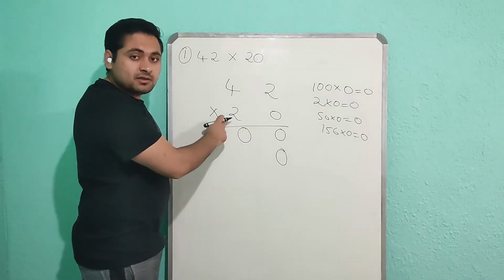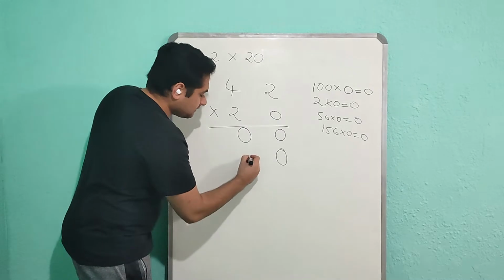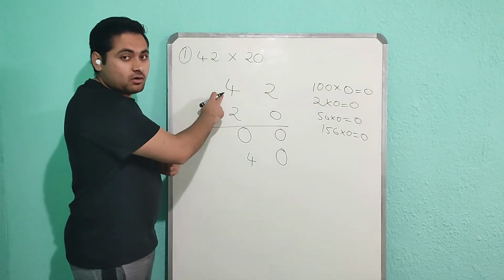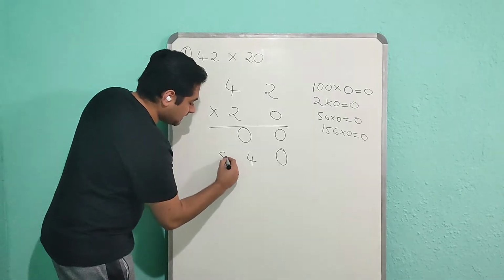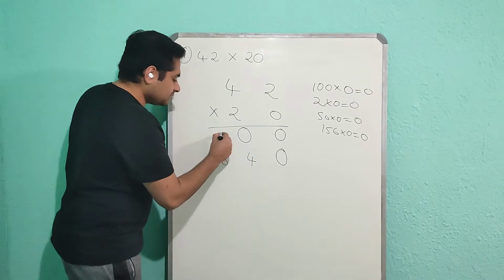So now you begin with 2. So what is 2 times 2? That's a 4. So you write a 4 below the 0. Now what is 2 times 4? That's a 8. So we write a 8 here. As you can see, there is no number on top here. So you just put a 0.